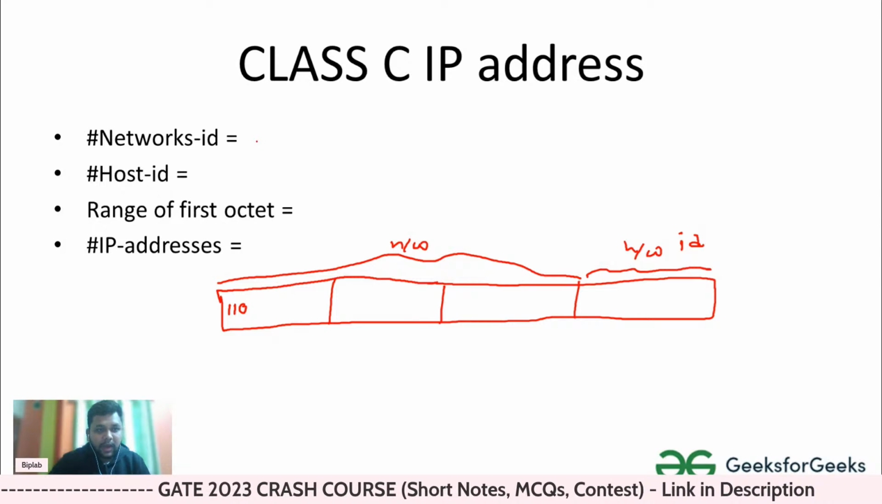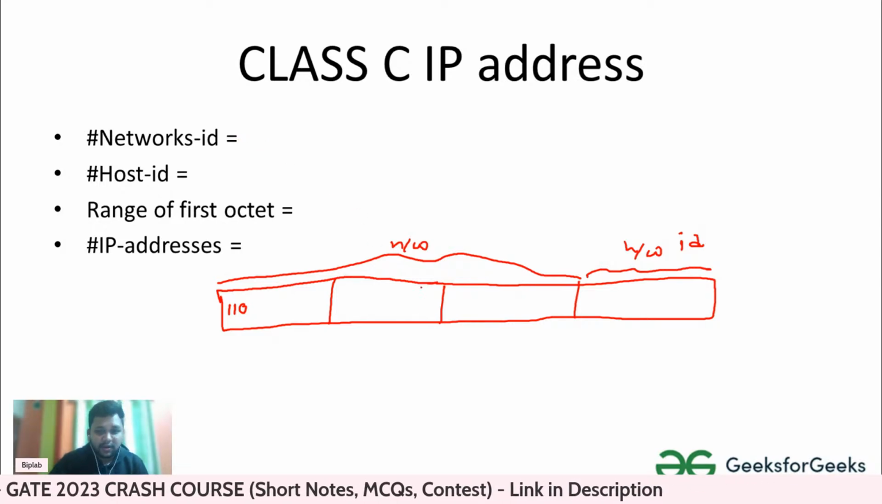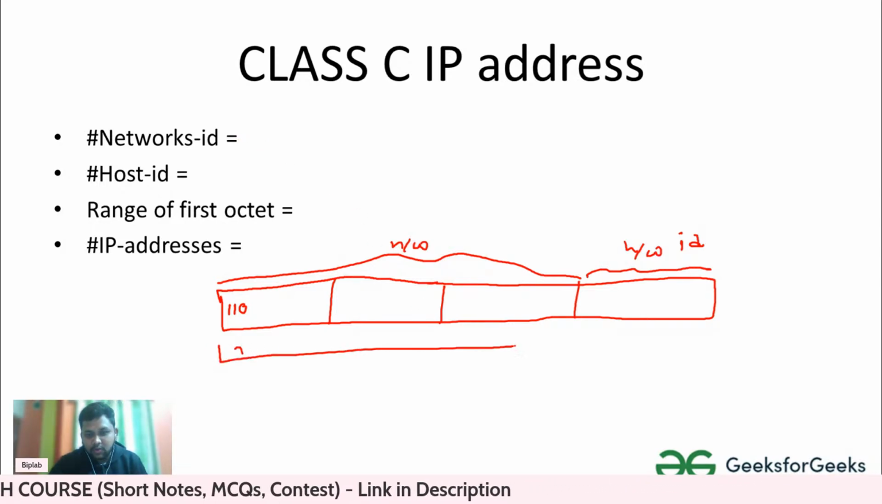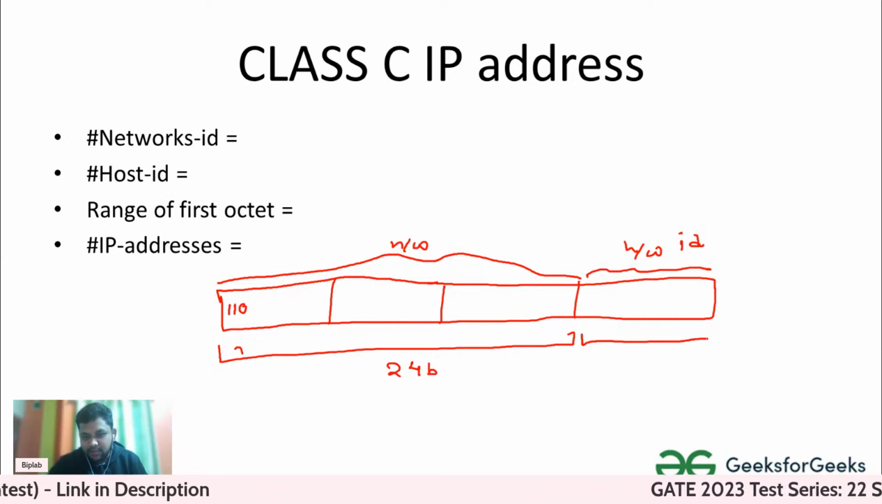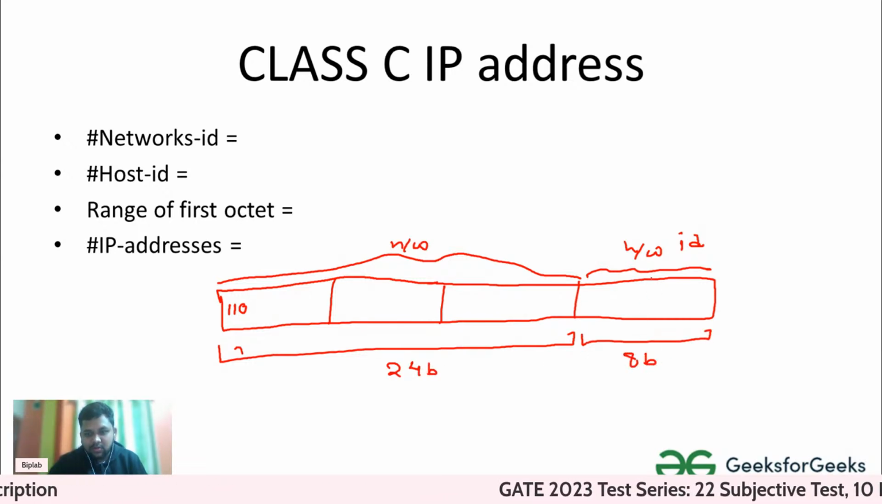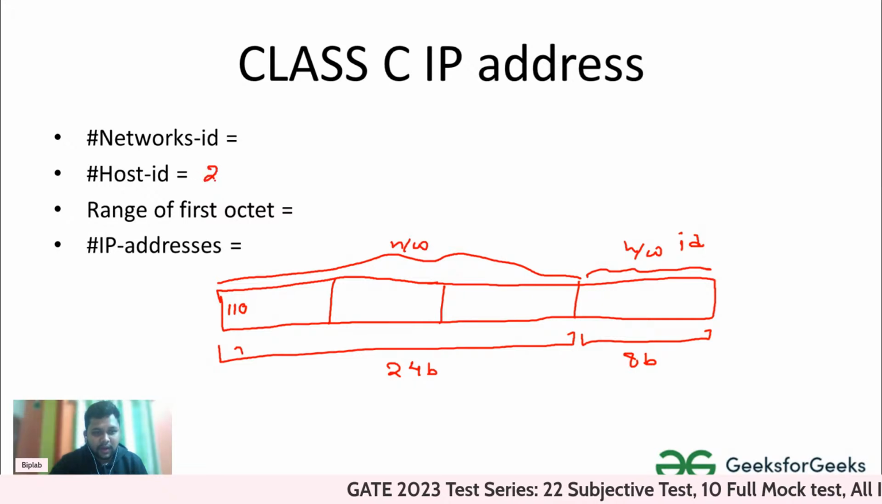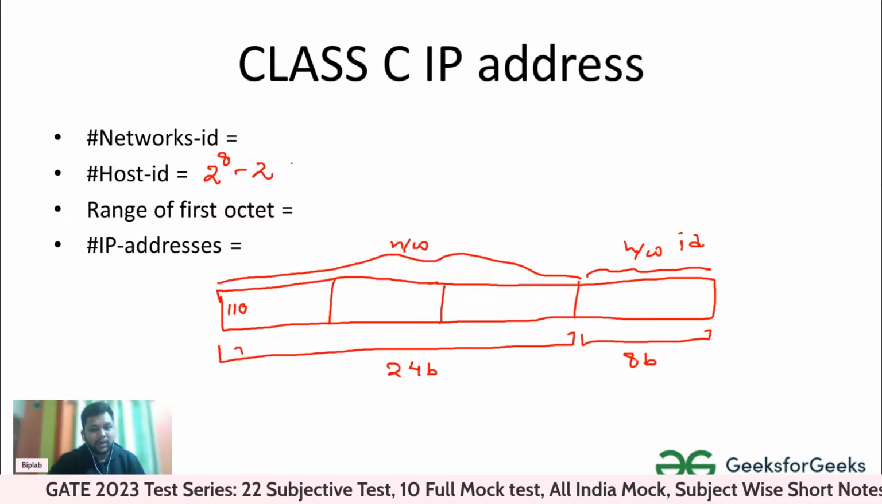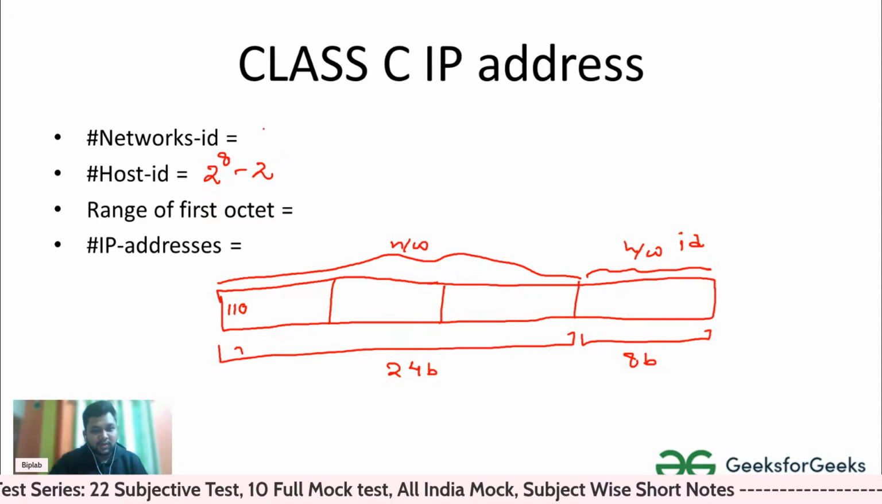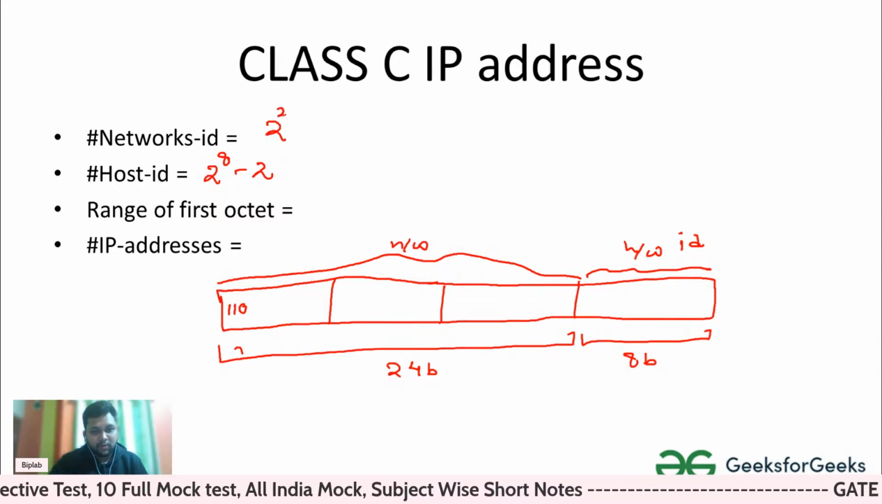Now tell me how many possible network IDs are here. The total is 24 bits for the network and 8 bits for the host. So writing the number of host IDs is easy now: 2 to the power 8 minus 2. Clear? And the number of network IDs is 2 to the power 21.